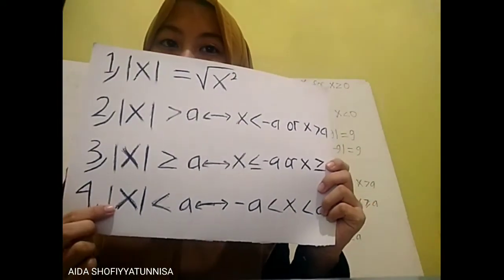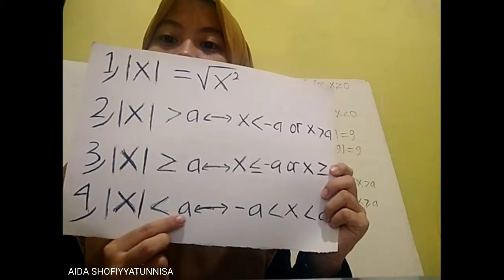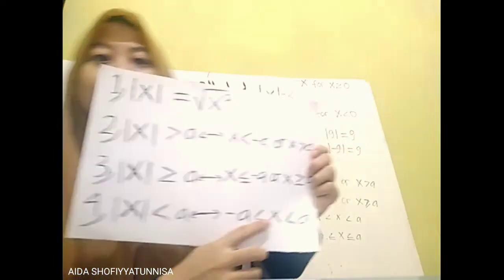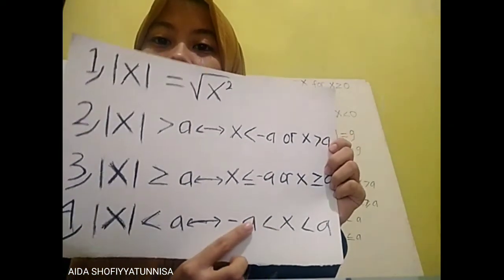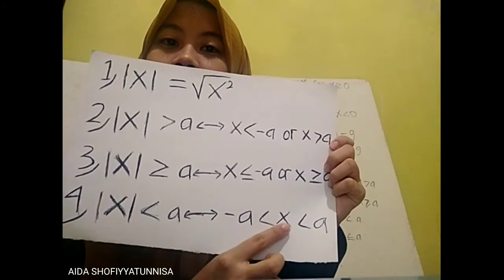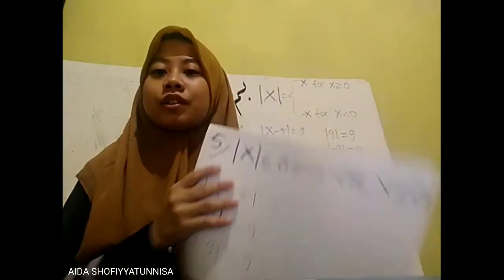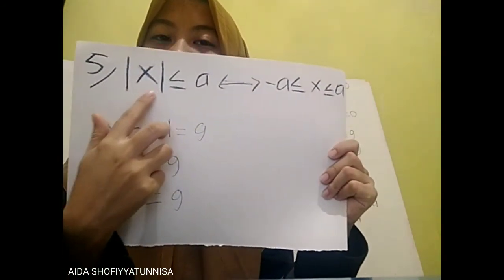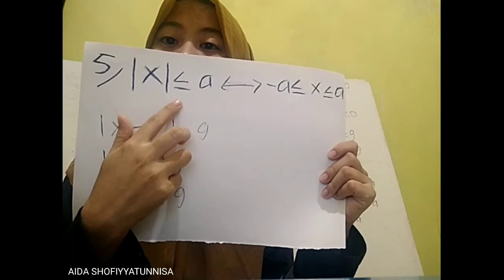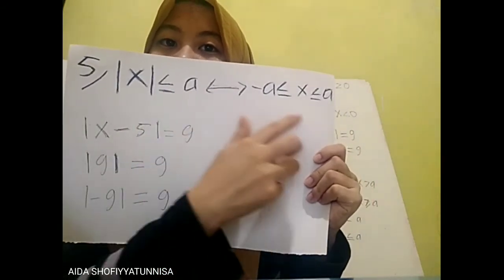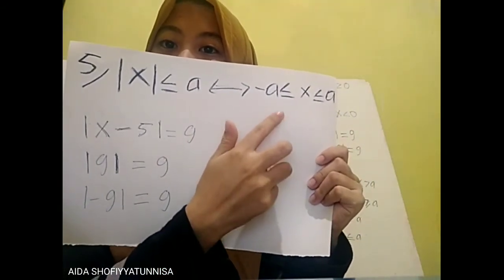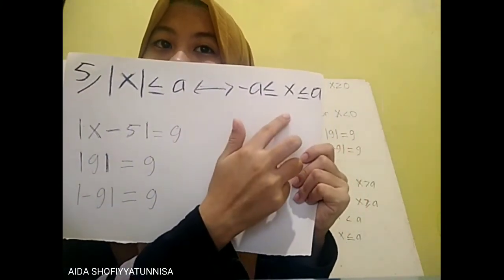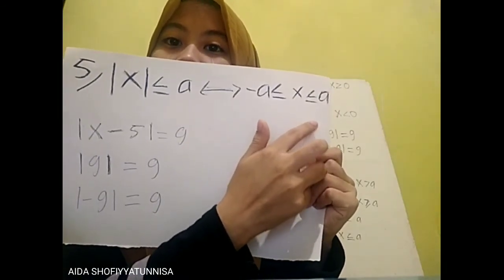4. Absolute x is less than a if and only if x is greater than negative a and x is less than a. And last, point 5, absolute x is less than or equal to a if and only if x is greater than or equal to negative a and x is less than or equal to a.